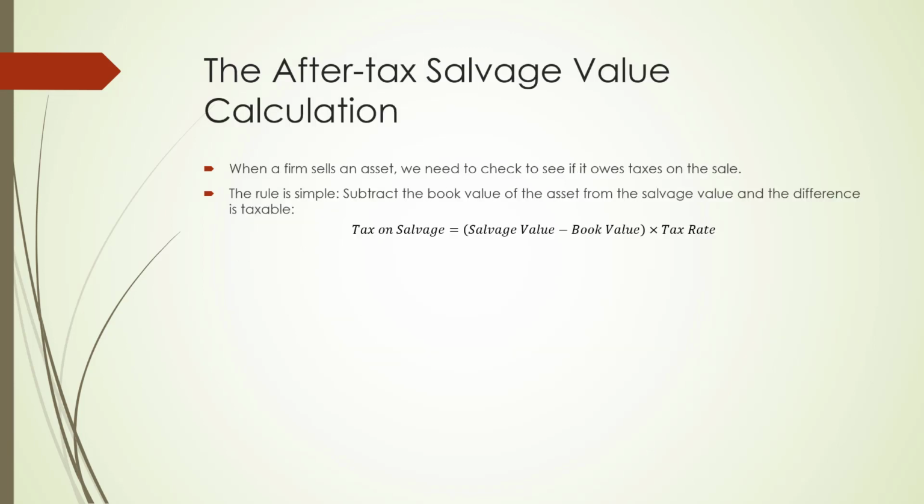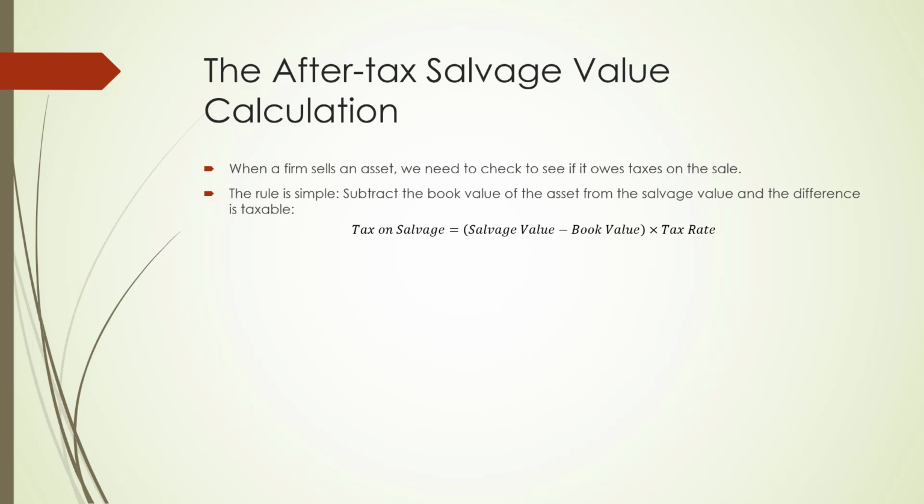Let's talk about that after-tax salvage value calculation a little bit. So whenever a firm sells an asset, there might be some tax consequences to doing that. And so we need to figure that out. And the way that we figure it out is pretty straightforward. We're simply going to take the salvage value minus the book value of the asset and then multiply the result by the tax rate, as you can see in the equation. Now remember, the book value of the asset is its original cost minus the accumulated depreciation. So again, it's salvage value minus book value times the tax rate.